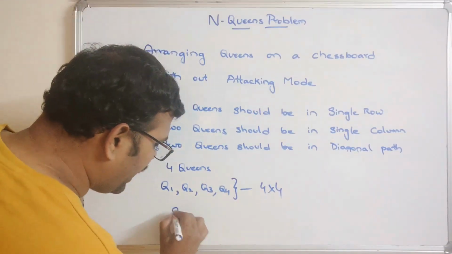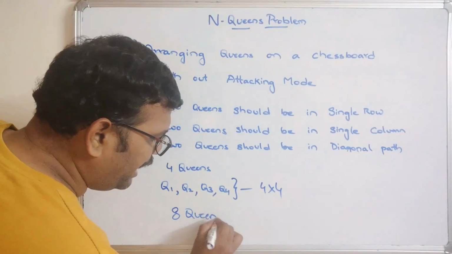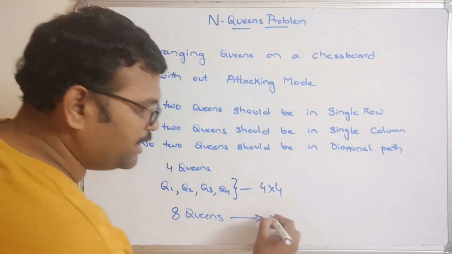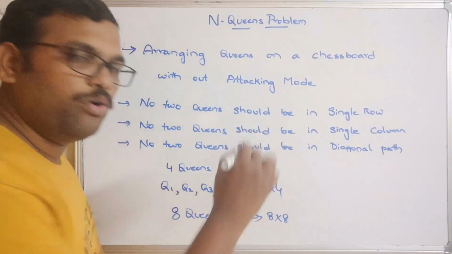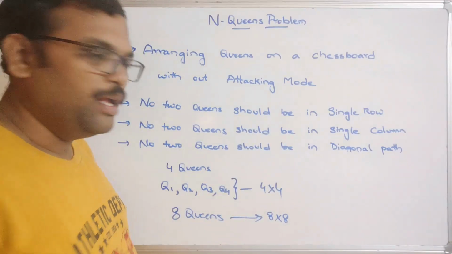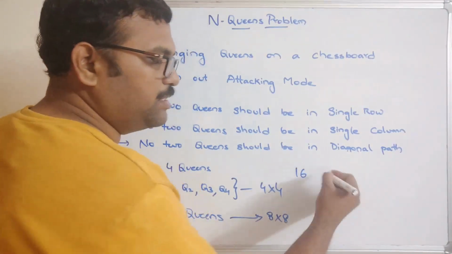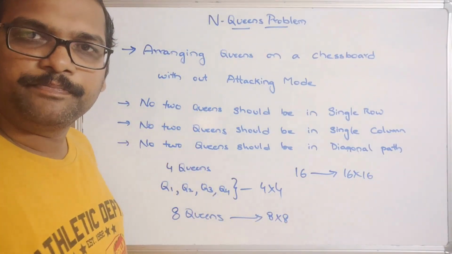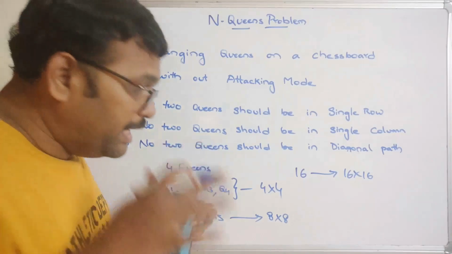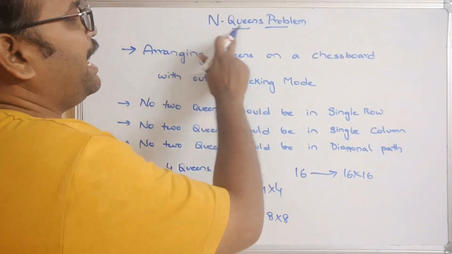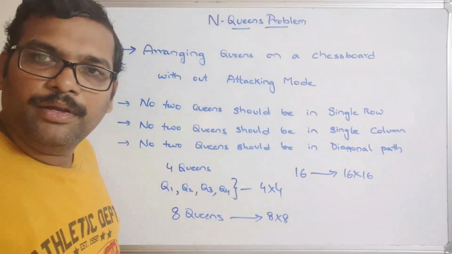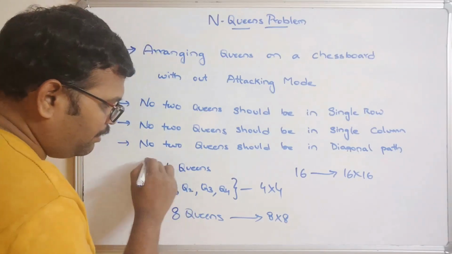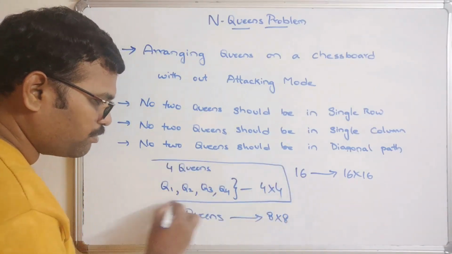And if we consider 8 queens, that should be arranged in an 8 by 8 checkerboard or a chessboard. Similarly, if you consider 16 queens, that should be arranged in a 16 by 16 table, without the attacking mode. So in general we are saying that it is the n queens problem, right? So now we will see the 4 by 4, right?